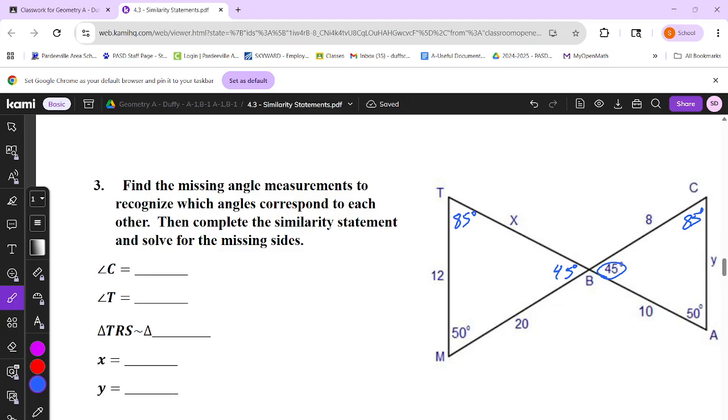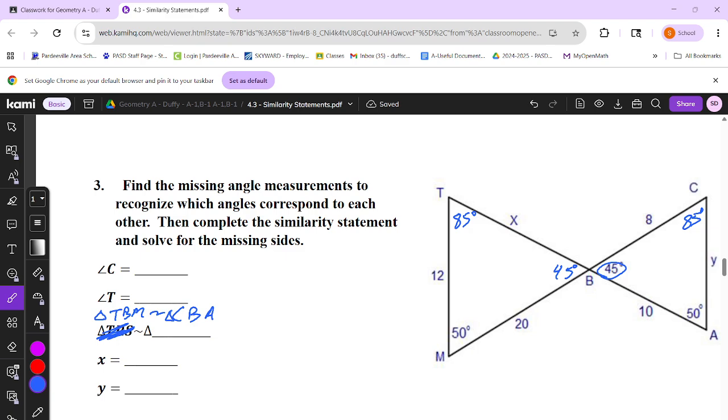And then we would see that if we're doing TRS, so T, and this is where I realize I made a typo. I apologize. We should be writing T, let's say TBM. Sorry about that, guys. TBM is similar to, and if we do TBM, then we have to do the corresponding angle CBA. Put a little triangle right there.